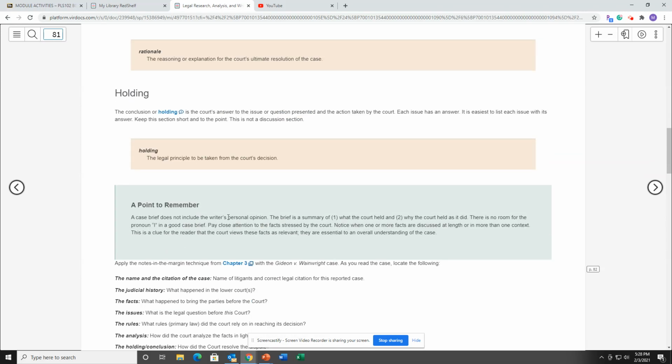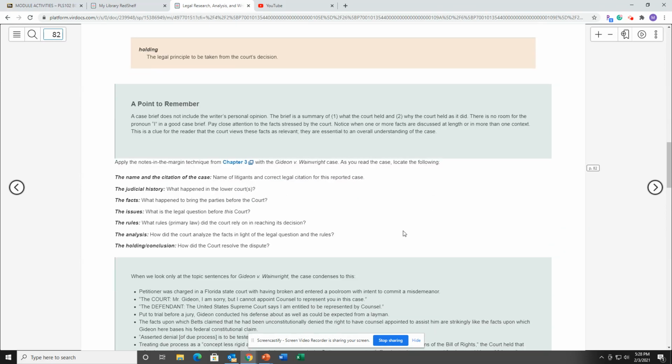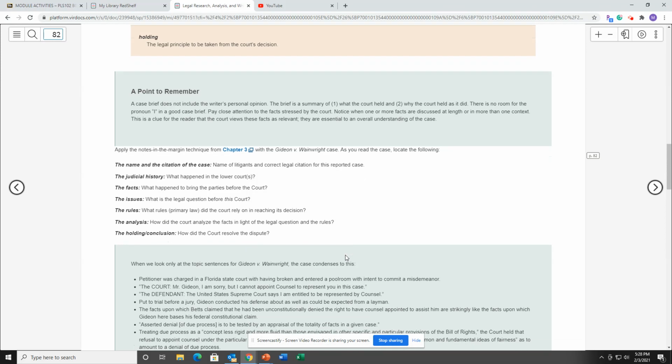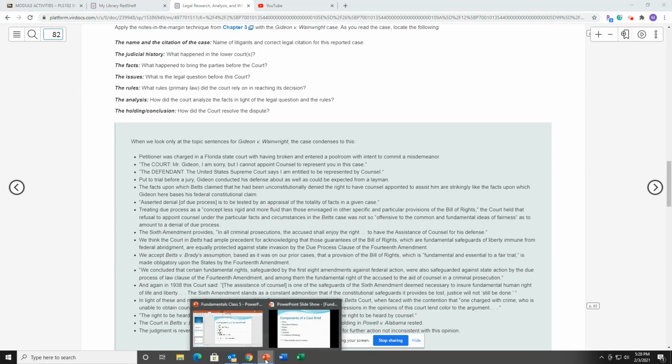Now this tells you that when we're writing a case brief, nobody cares what I think, right? It's all about what the court held and why the court held it. There's no "I believe" in any kind of legal writing, so don't use the first person. So the name and citation, judicial history, this is kind of your little outline of how to do it. What primary law did they rely on, the analysis, the holding, or the conclusion?